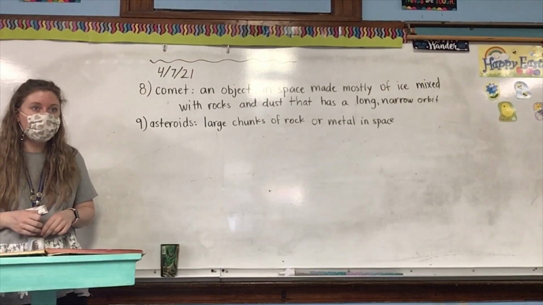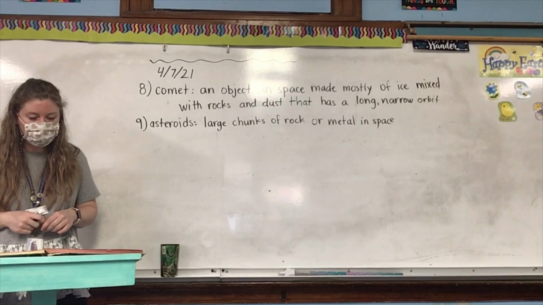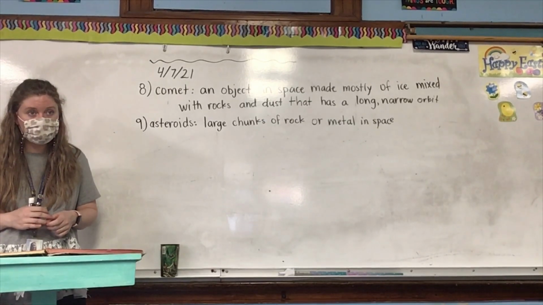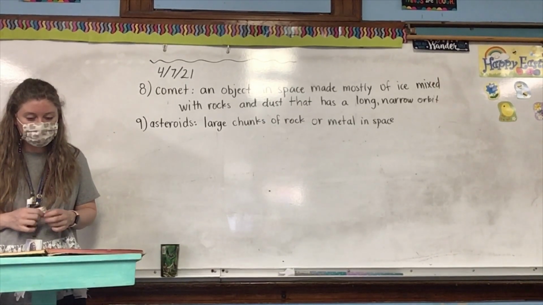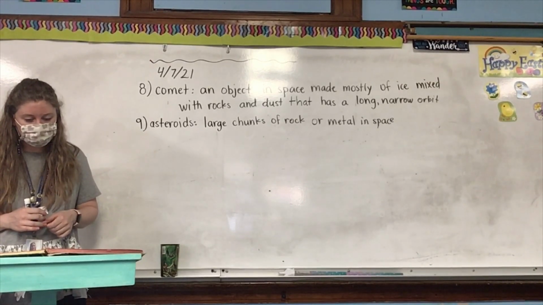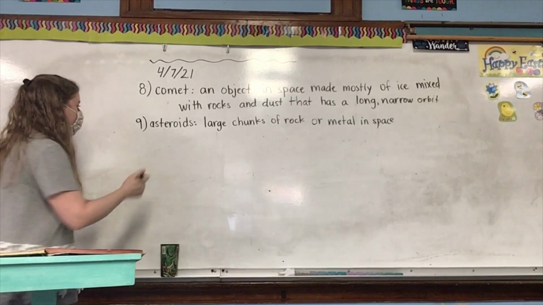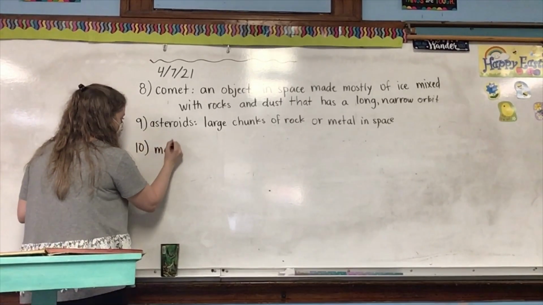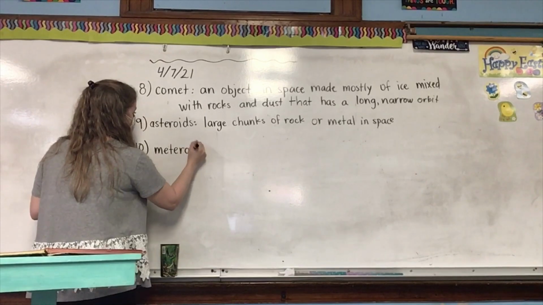Meteoroids. When asteroids collide, pieces of rock or metal may break off. These smaller pieces are called meteoroids. Okay, we're going to add that. So number 10 is the word meteoroids.